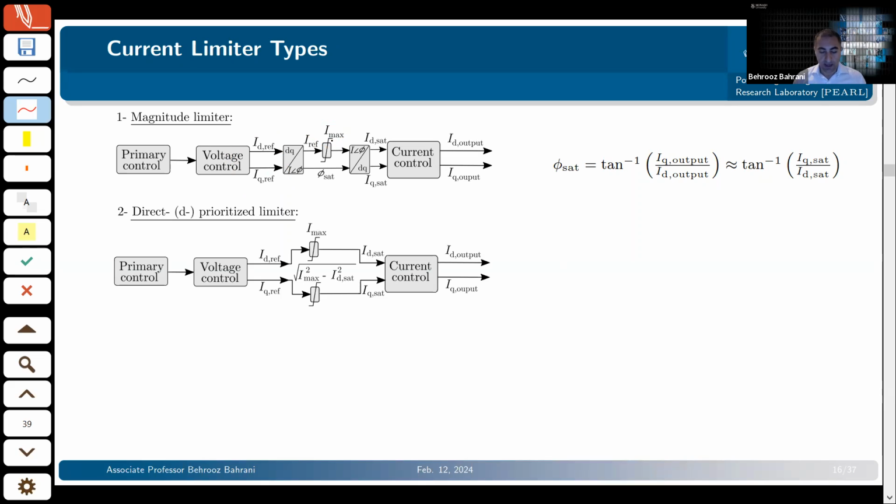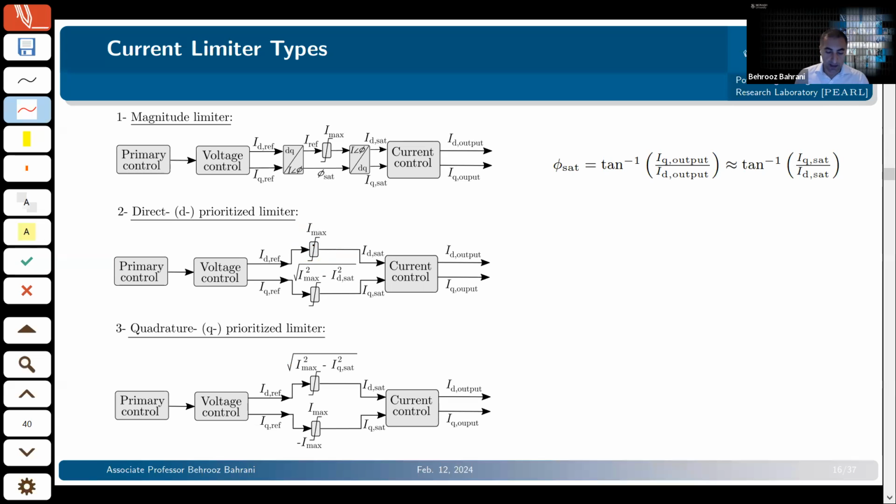That's one way. There's another way, which is called a D-prioritized limiter, which means that you give priority to ID. So IDref, you say, okay, I want the ID to have the flexibility to go between a negative Imax and a positive Imax. I don't care about my IQ. So I give priority to ID. I let ID be even Imax. And if ID reaches Imax, obviously I set IQ to 0 because there's no room. But the priority for me would be ID.